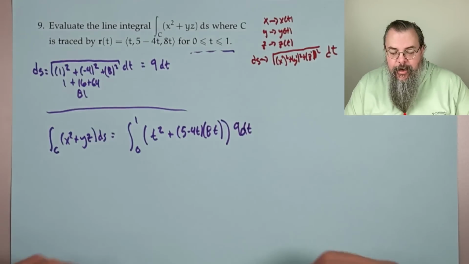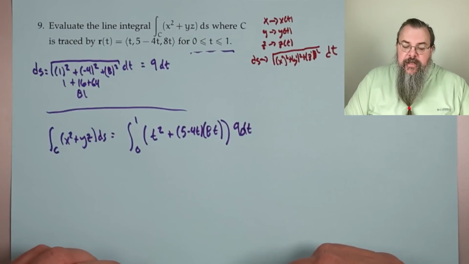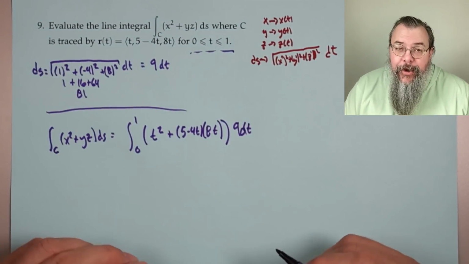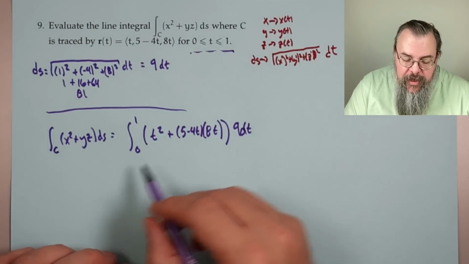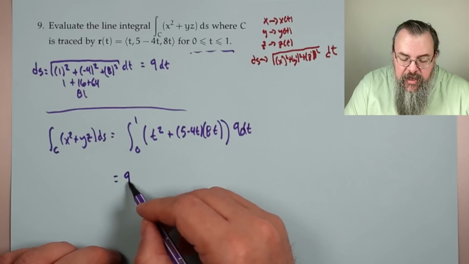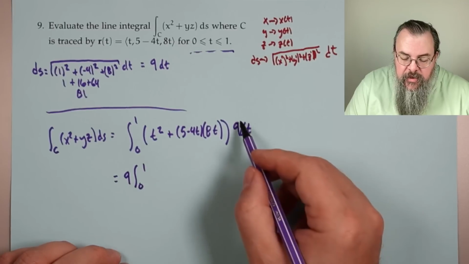All right, and now we're almost there. Yeah, we just have a Calc 1 type problem. We can pull the 9 out. So this is 9 times the integral from 0 to 1.